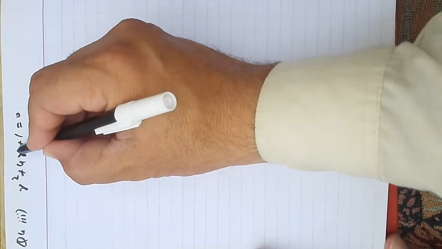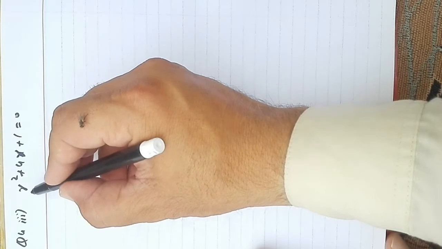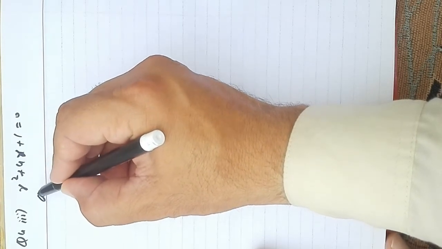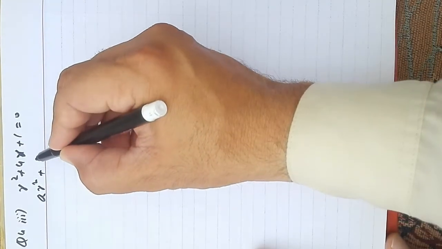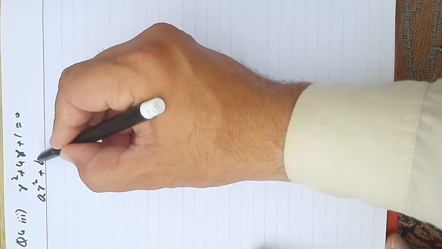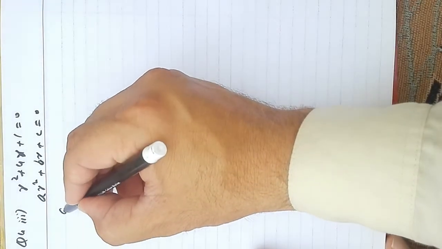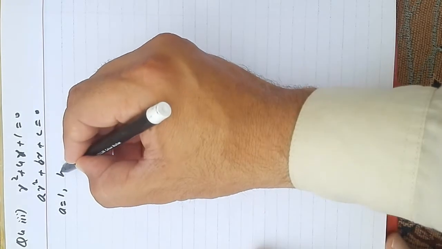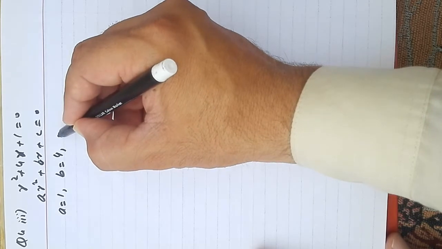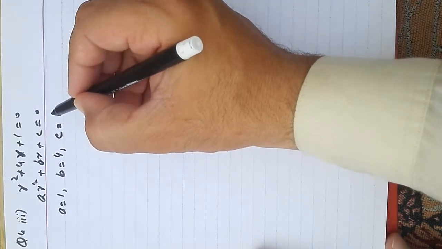Question number 4, part 3rd. R square plus 4r plus 1 equals to 0. We can solve this question by quadratic formula. Compare it with the equation a r square plus b r plus c equals to 0. Here the a value is 1, the b value is 4, and the c value is 1.